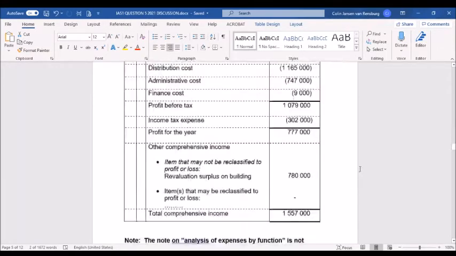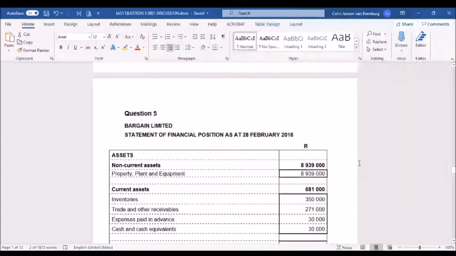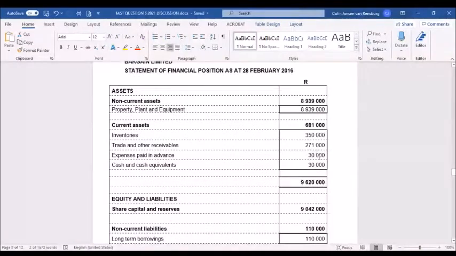So we simply take that to our statement of financial position and show it as a separate entry. Personally, I would have included it in the trade and other receivables. Or if I wanted to show it separately, then I would have called the other one trade receivables, left that out, and then disclosed the expenses paid in advance separately.